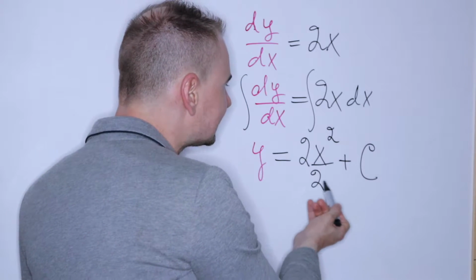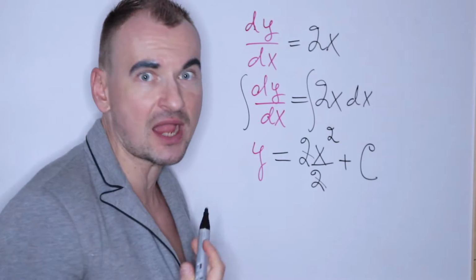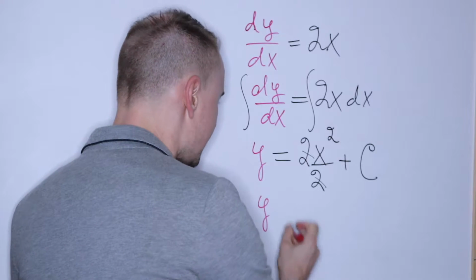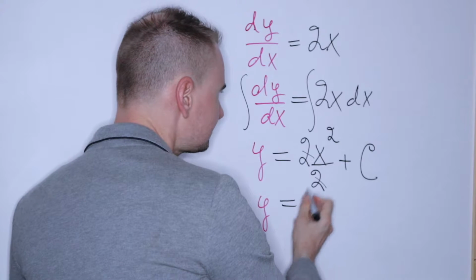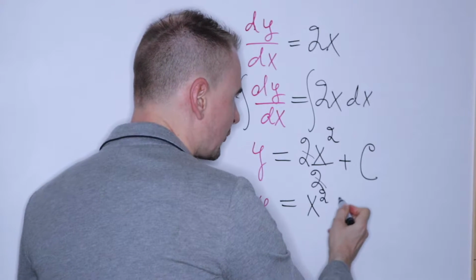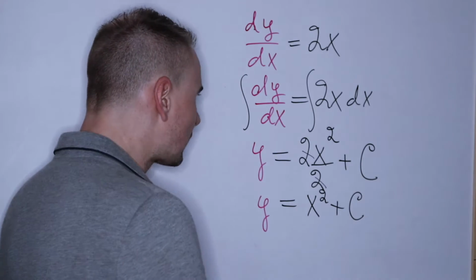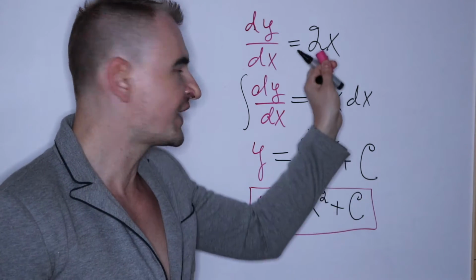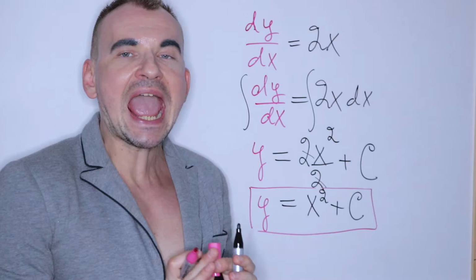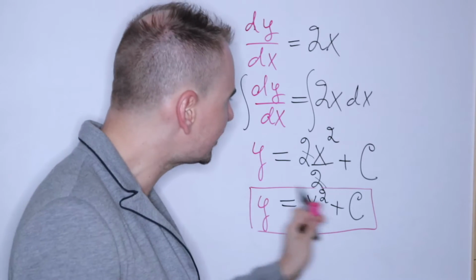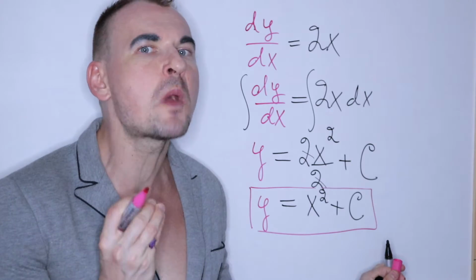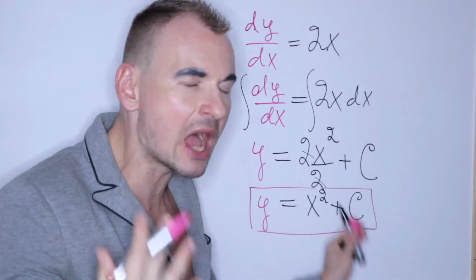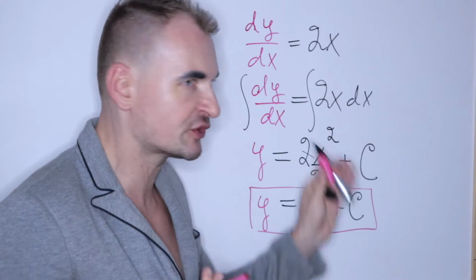Simplifying a little bit, this 2 and 2 cancel each other out, so this 2 eventually goes away, and you would be left with y equals x squared plus c on the right side. That's going to be your general solution for this differential equation. And why is it called the general solution? Again, because you have not one function, you have this family, this set or class of functions that work for this equation.